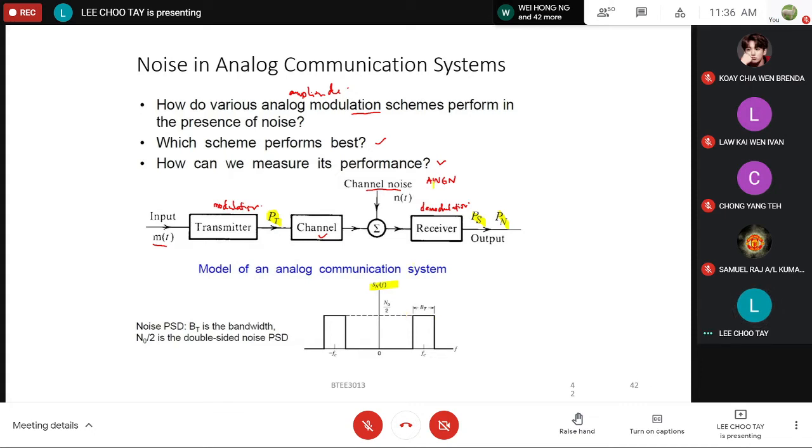White means it has an even amplitude throughout the entire frequency range. Because we are using double-sided noise, the double-sided noise power spectral density is N0 over 2. If you are taking one side only, then you have to multiply this by 2. Then BT is the bandwidth of our signal, where fc is the carrier frequency that we use in our modulation.